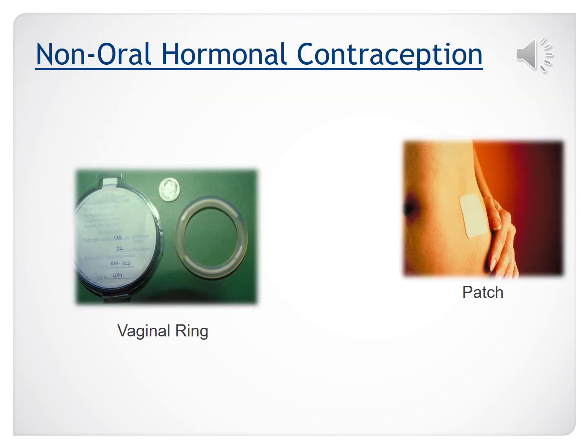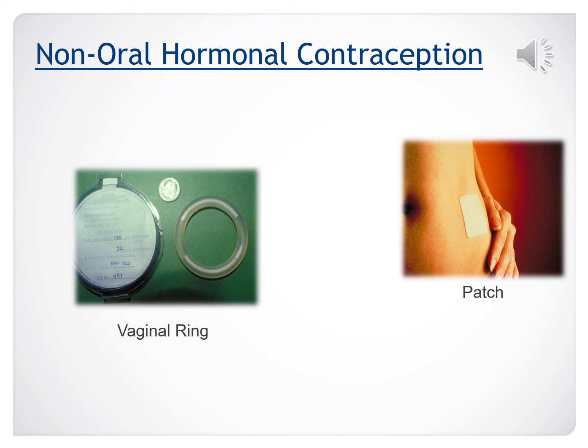In this video link, I want you to pay close attention to the 2 non-oral hormonal contraceptives that are being discussed. First, the vaginal ring or NuvaRing, and the transdermal patch or Ortho Evra. There's also mention of a progesterone-only pill, but we'll discuss that a couple of slides later.